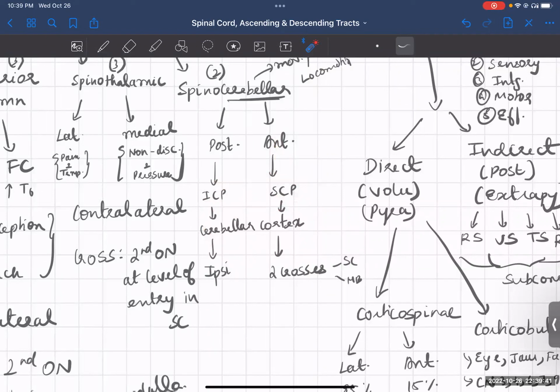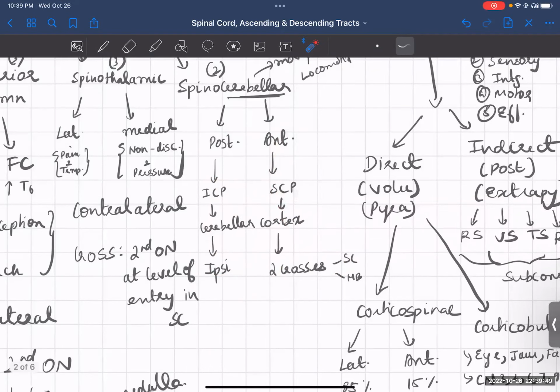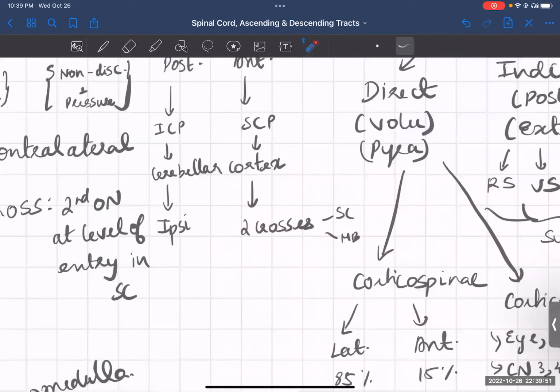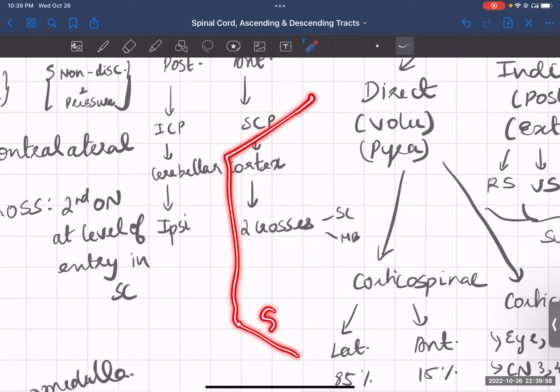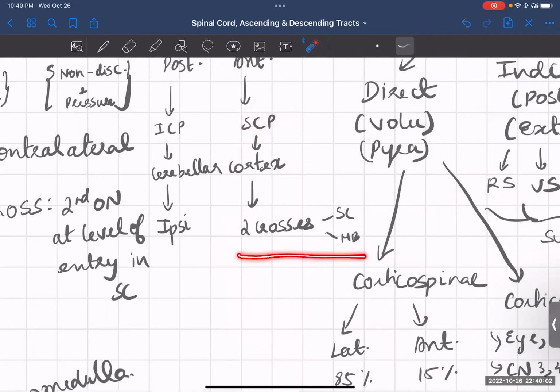How are they going to travel? This posterior one is going to travel ipsilaterally. This anterior one is also going to travel ipsilaterally, but it is going to cross twice. It is going to start at one point, cross in the spinal cord, go up and cross again in the midbrain. So basically, it crosses at the spinal cord and your midbrain. So that is your two crosses.